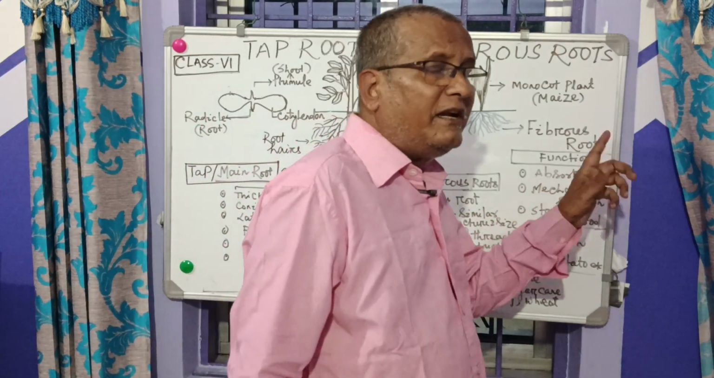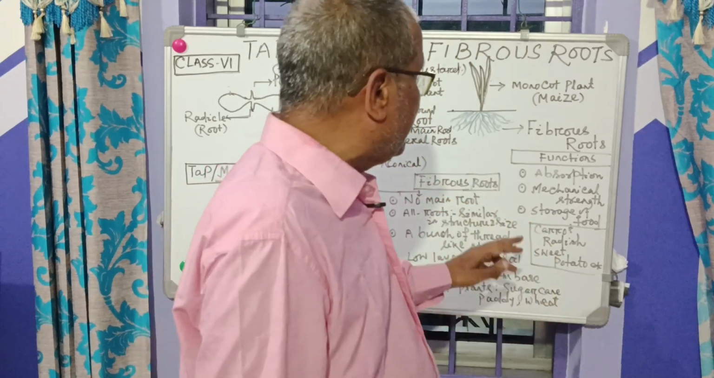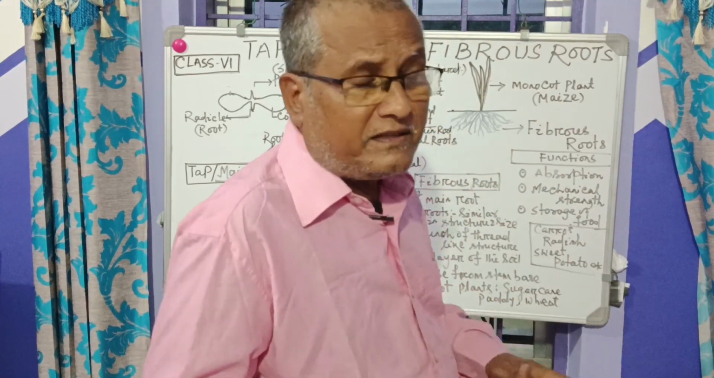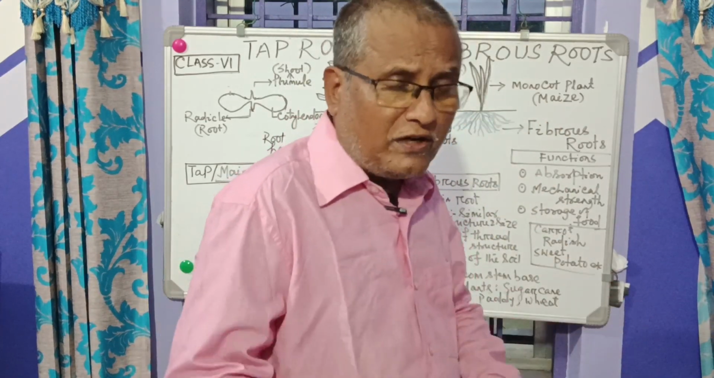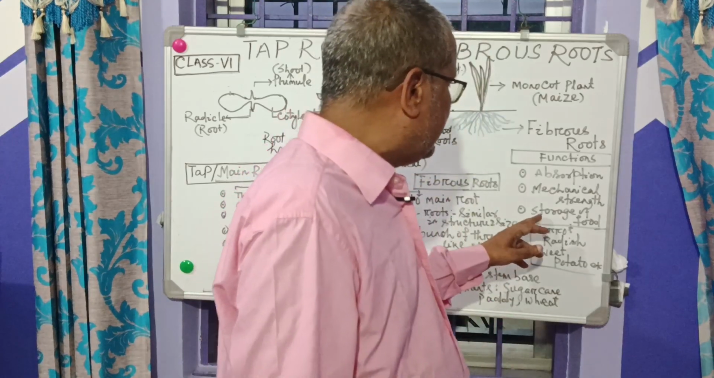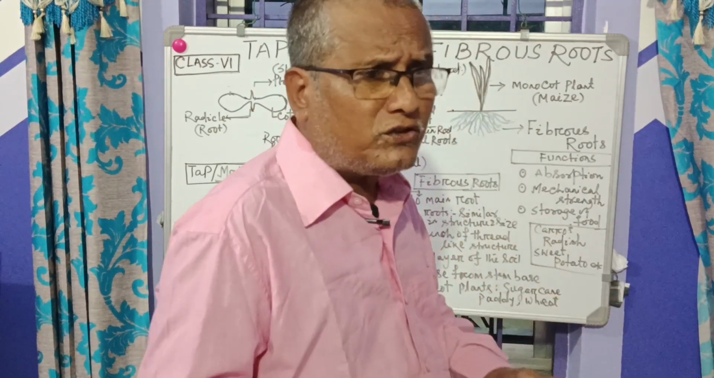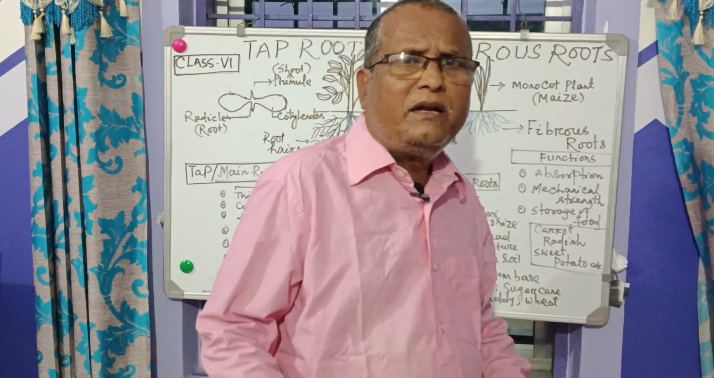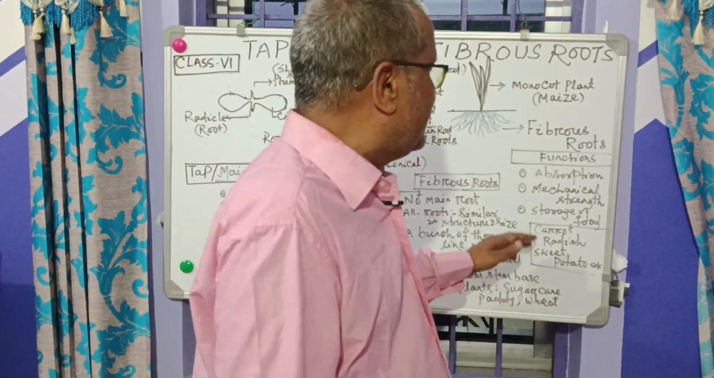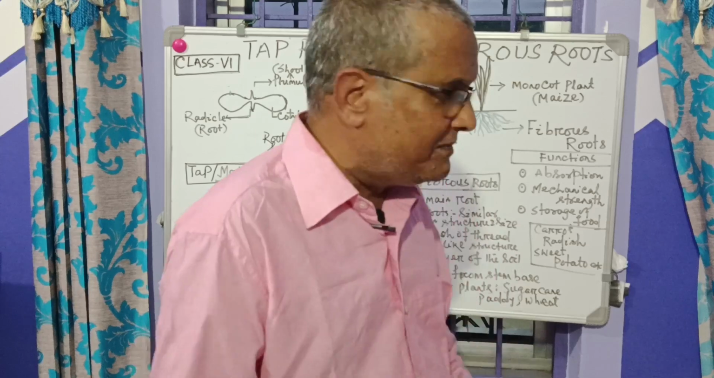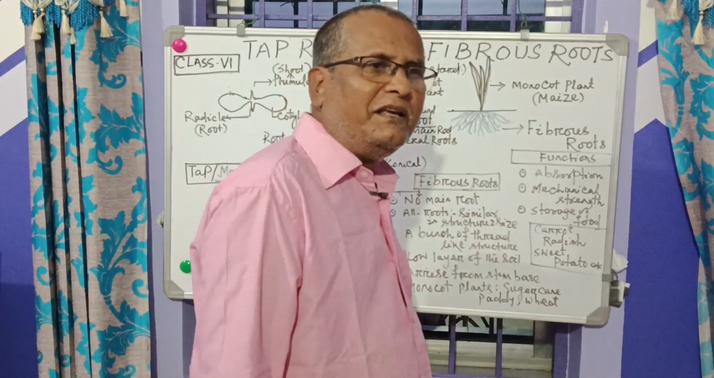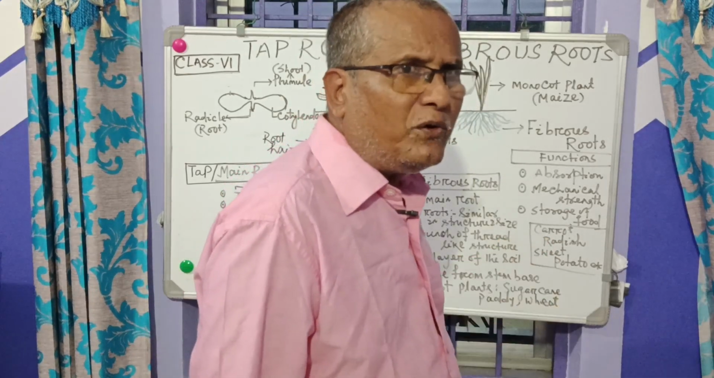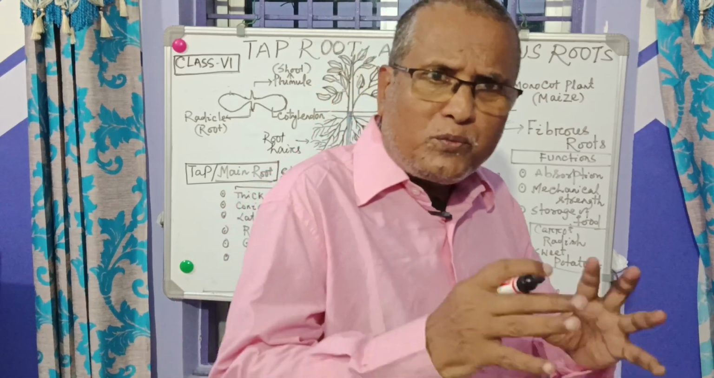So absorption of water and minerals is a major function. Then mechanical strength: they hold the plant strongly in the soil. Then in some plants, the roots store food and become the edible part of the plant, and we eat them. You might have eaten carrot, radish, sweet potato. These are roots and they store food.